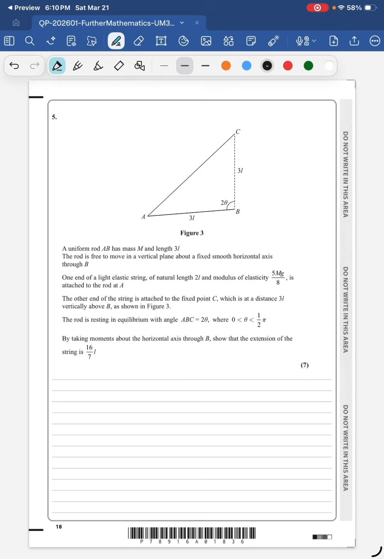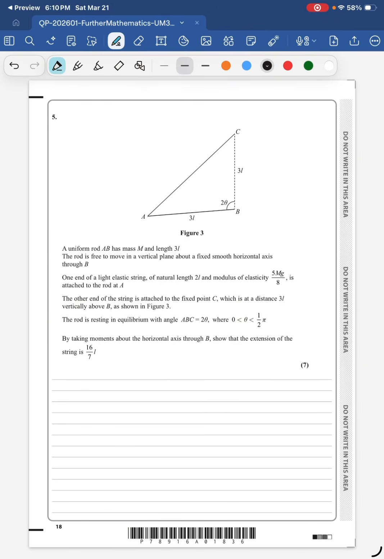So let's move on to question 5. This gave me a lot of trouble because I had trouble understanding what was going on, to be honest. But once I understood, it was simple. So you have a uniform rod AB with mass M and length 3L. The rod is free to move in a vertical plane about a fixed, smooth horizontal axis through B.